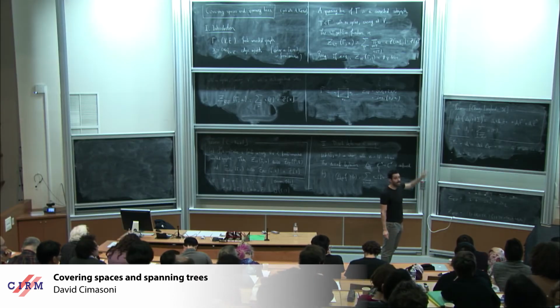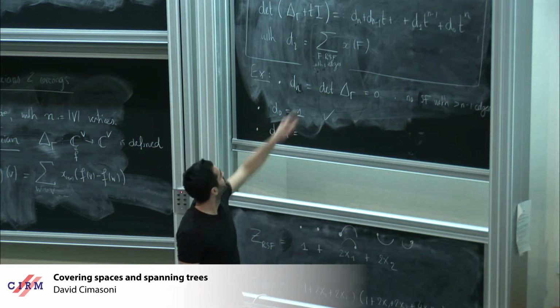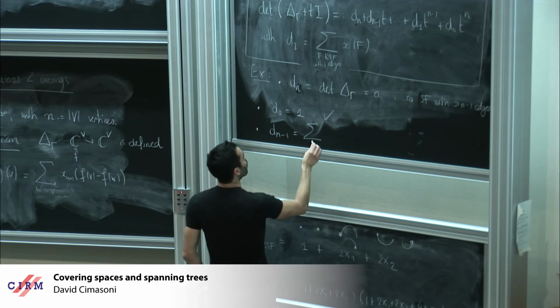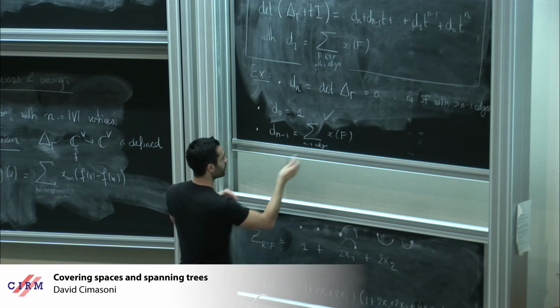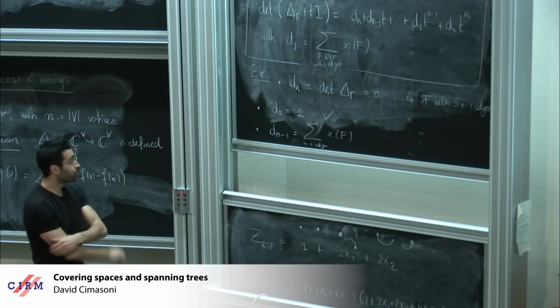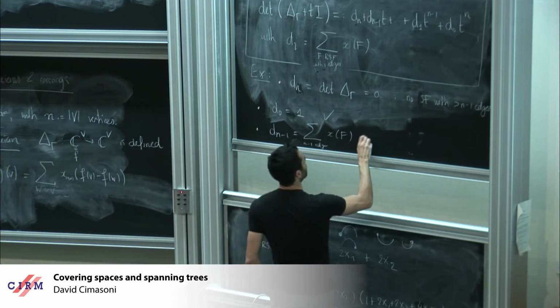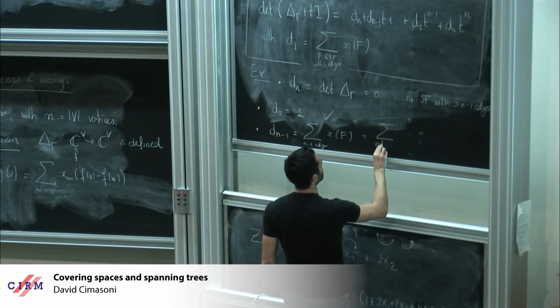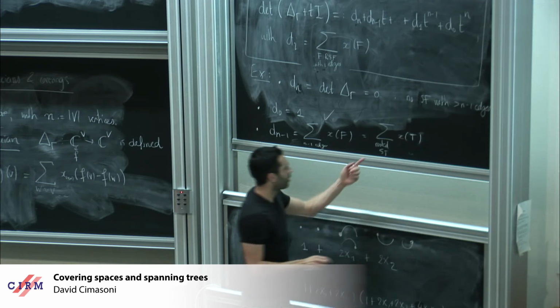And now let's look at dn minus 1. So dn minus 1, what is it going to be? It's the sum over all f with n minus 1 edges. Rooted, sorry, so f is rooted. Sorry, that's just not visible. But the spanning forest over n vertices with n minus 1 edges, that's the spanning tree. So this is the same as the sum over all rooted spanning trees x of t.